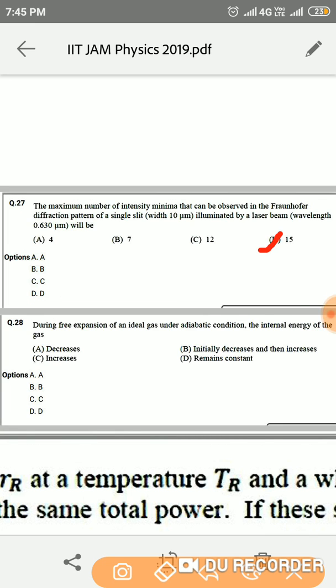Now moving towards question number 28. In this, we have been asked that during free expansion of an ideal gas under adiabatic condition, what happens to the internal energy of the gas. For this question, the correct option will be D. Let's see in the copy how this will be the answer.